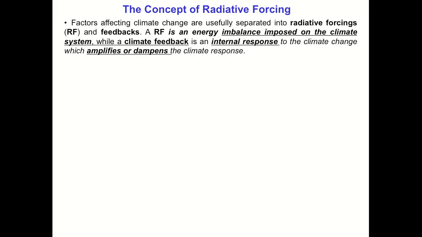Now, radiative forcing is an energy imbalance, so remember that. It's going to be imposed on the climate system somehow. Could be externally from, say, changes in incoming solar radiation, or it could be from increased emissions of anthropogenic warming greenhouse gases. But the feedback is an internal response of the system to the climate change. Now, the problem is that you can get both amplification or dampening in terms of the response. So one has to look at those very carefully.